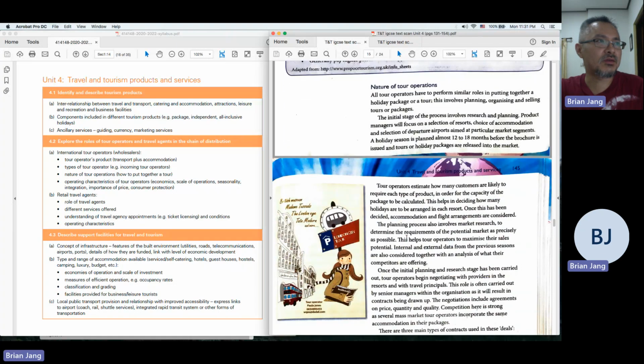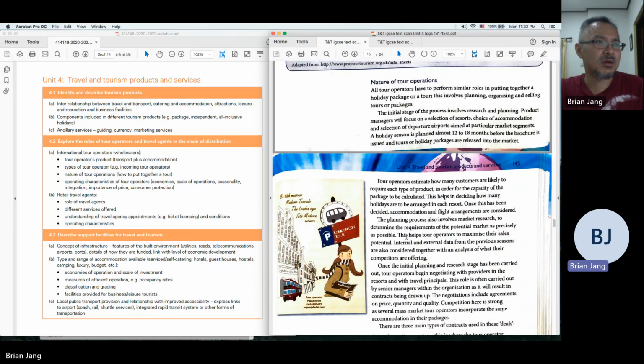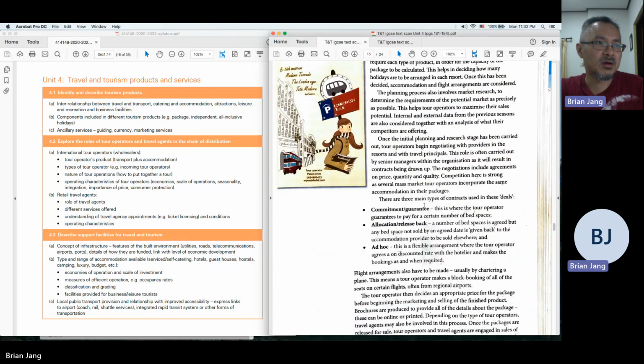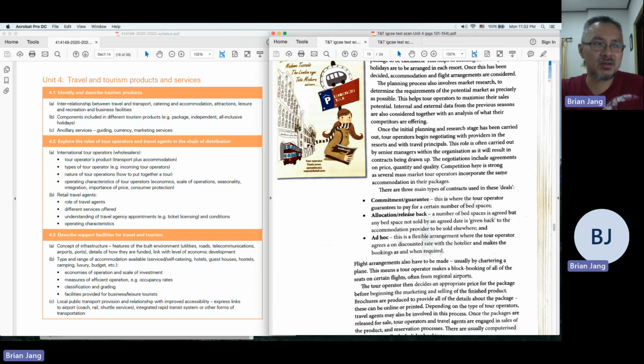All right, nature of tour operators, the way that they actually do their business, the way that they make contracts, like how they decide on purchasing different components for their package. Okay, I don't think you need to know this. I thought it was really interesting because it lets you know how businesses make their profit according to how they make their purchases from their suppliers.